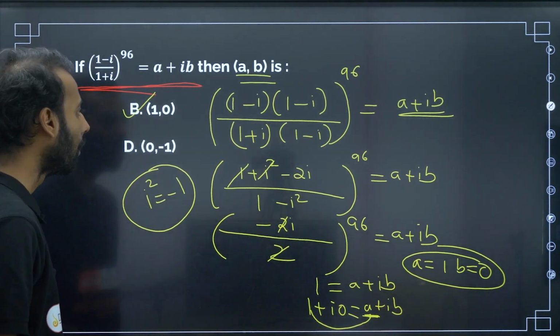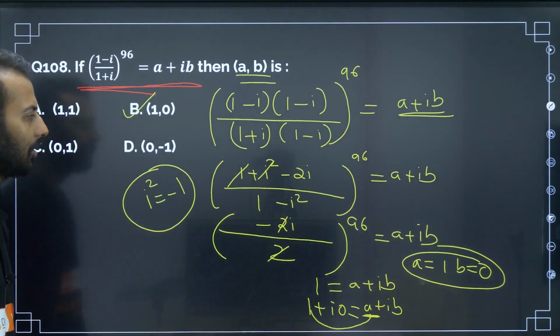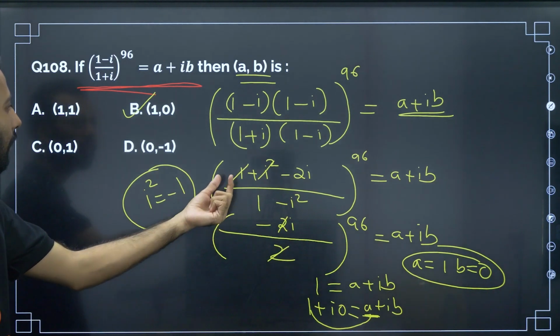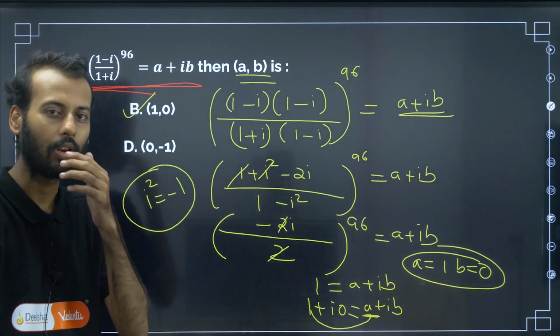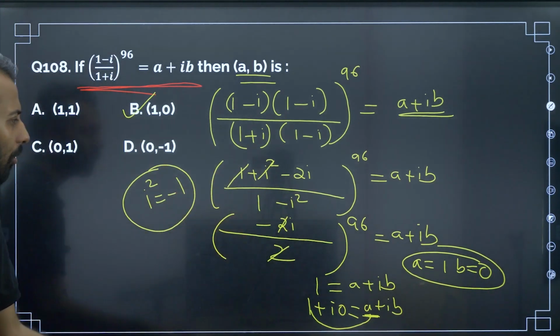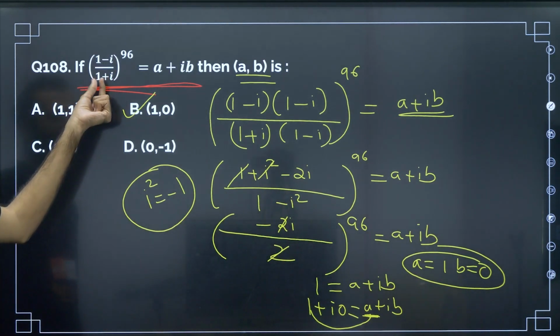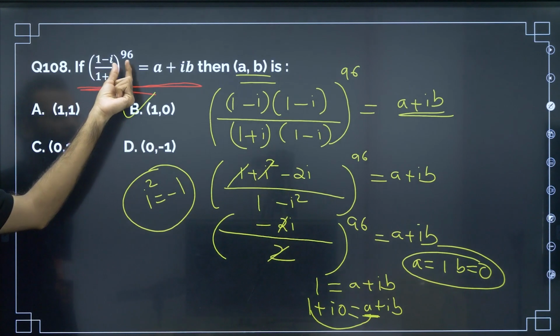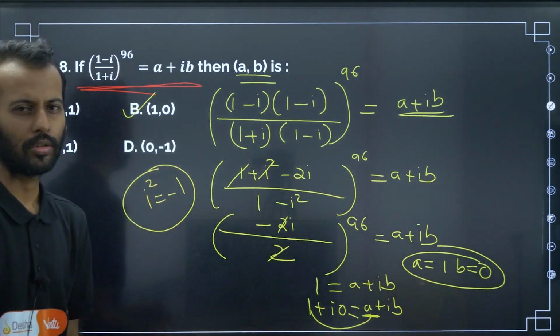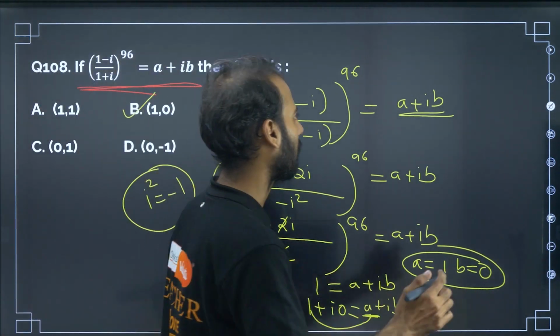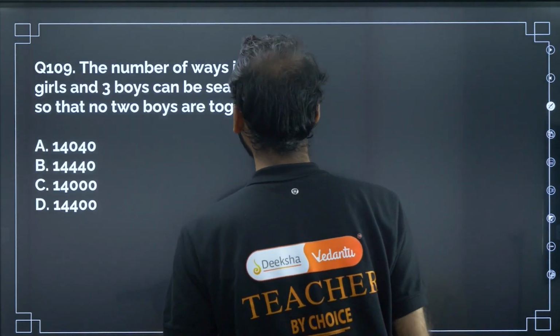Moving on to the next question. Very easy question. This will also take hardly 30 seconds to solve. Since I am explaining, yes, it took a lot of time, but generally it won't take so much. Whenever we see 1 plus i, we just multiply and divide with the conjugate and then simplify. So hardly 30 or maximum 40 seconds. Next, moving on to the next question.